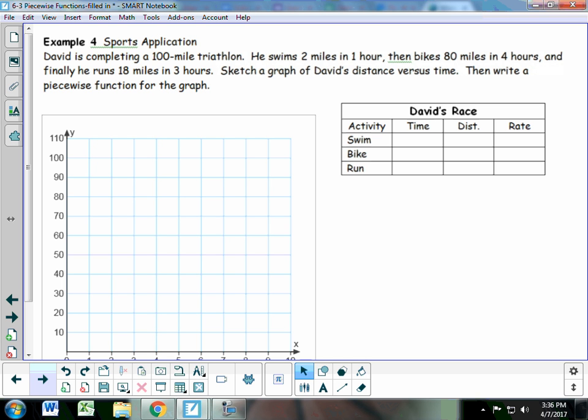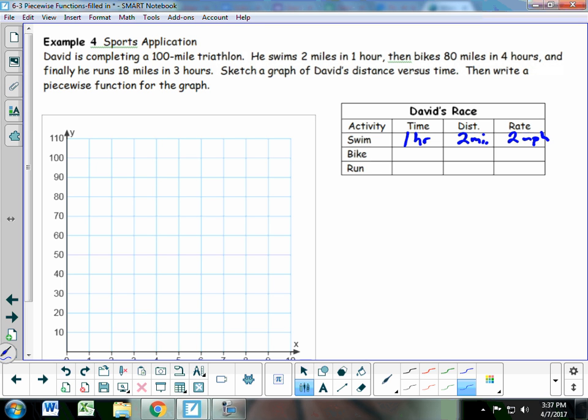All right. Okay. So we're starting off with the swim. His time is 1 hour. His distance is, he has now gone 2 miles. So the rate is miles per hour. So 2 divided by 1 is 2 miles per hour.